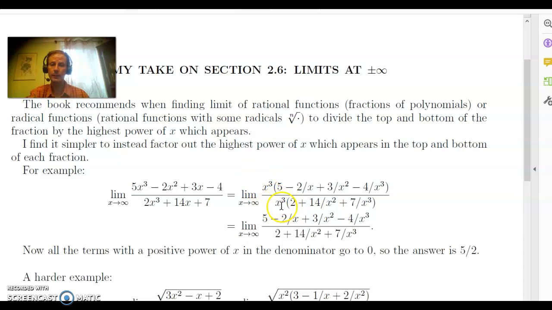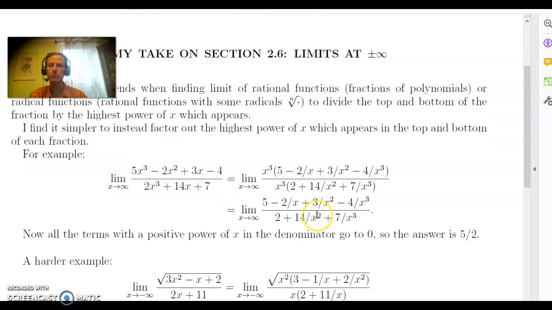And go ahead and cancel this x cubed, and we get that this is equal to the limit as x goes to infinity of 5 minus 2 over x plus 3 over x squared minus 4 over x cubed, all divided by 2 plus 14 over x squared plus 7 over x cubed. And it turns out one of the limits that you have to just know is that whenever you have the limit at plus or minus infinity of a constant over a positive power of x, that's always 0.